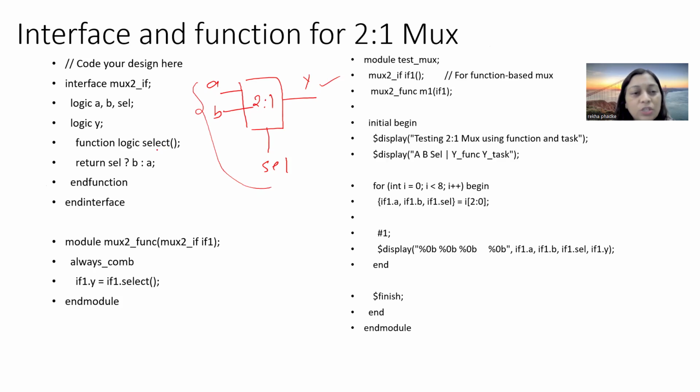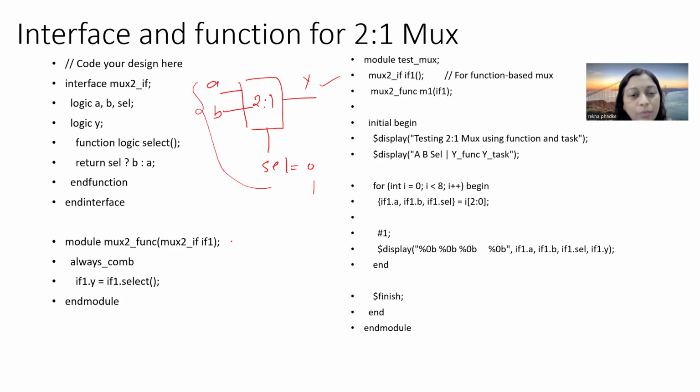Then I want a function which evaluates my 2 to 1 mux. So function select, the return type of the function is mandatory. So the return type is logic here. So it returns based on the value of sel, based on sel being 0 or 1. If it is 0, it selects A to Y, and if it is 1, it selects B to Y. So based on that, a return is done, endfunction and endinterface.